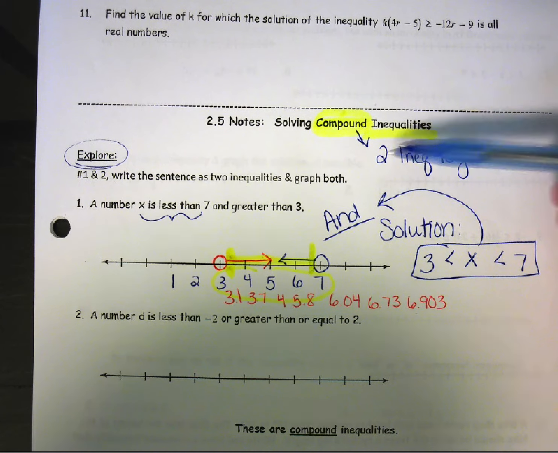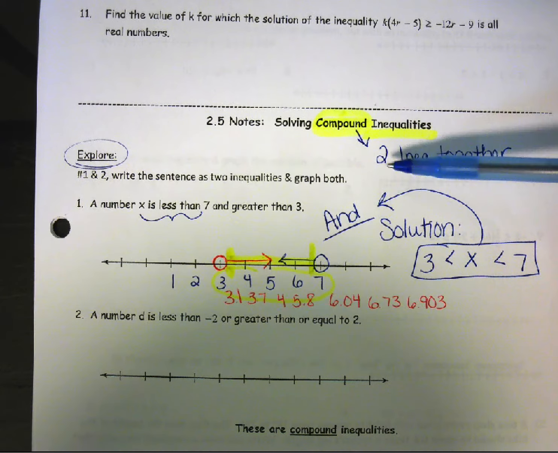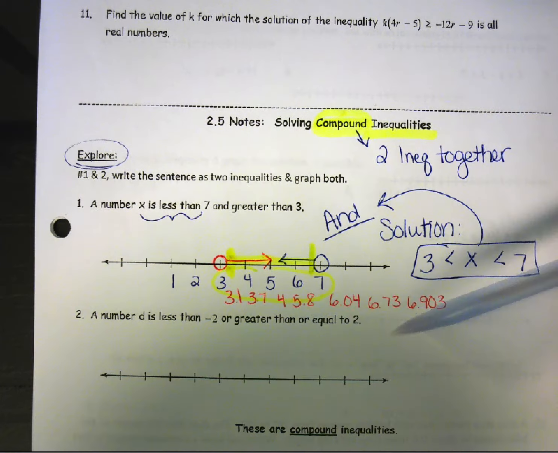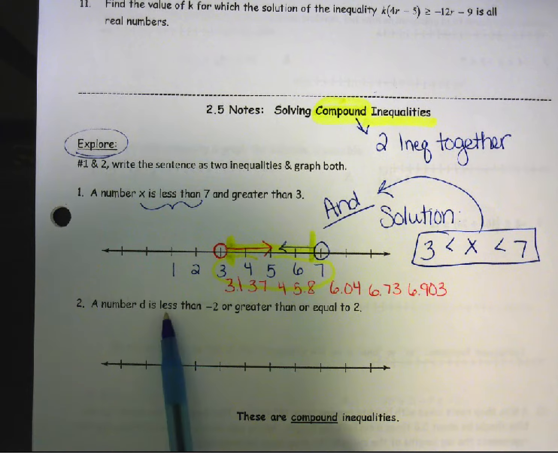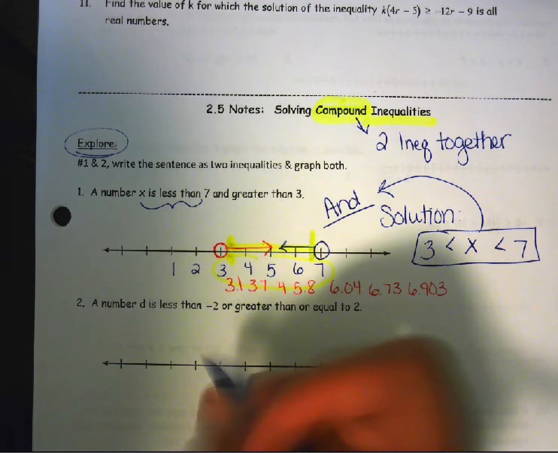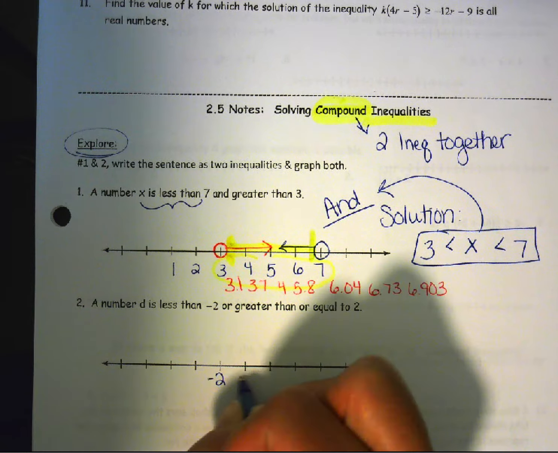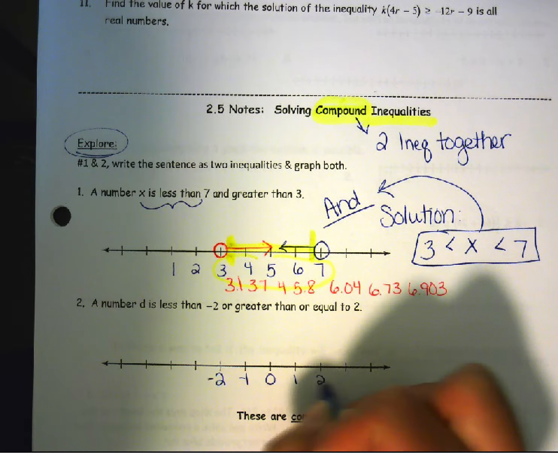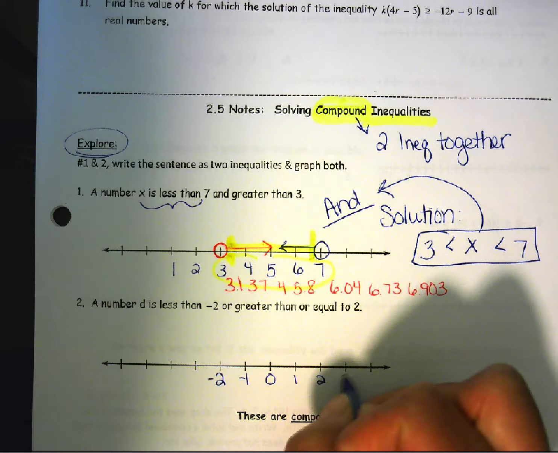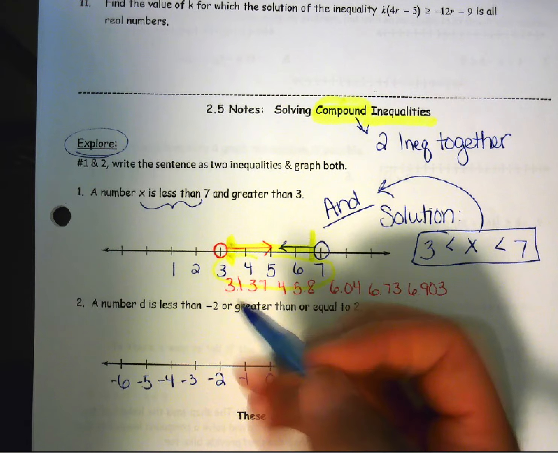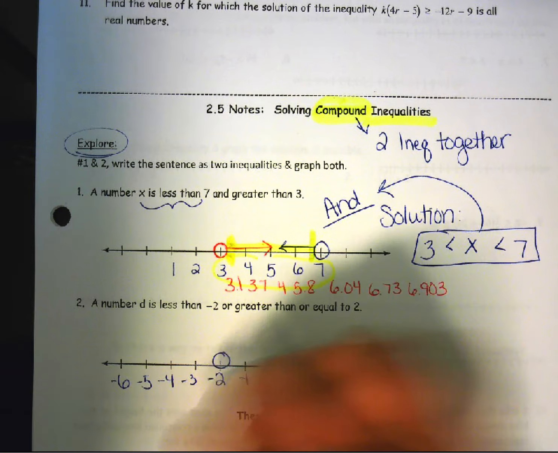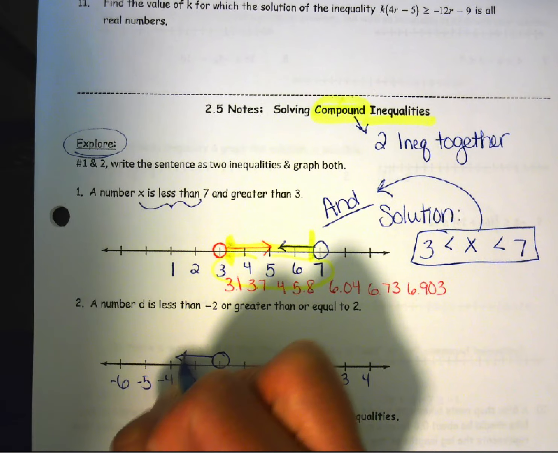Now remember, I told you that we're going to have two types of these. So let's take a look at the other one. It says a number D is less than -2. So let's put -2 on here. We would have -1, 0, 1, 2, 3. You don't have to number the whole number line; it's just for reference, to give you a visual. So it's less than -2, so we're going to go less than -2.